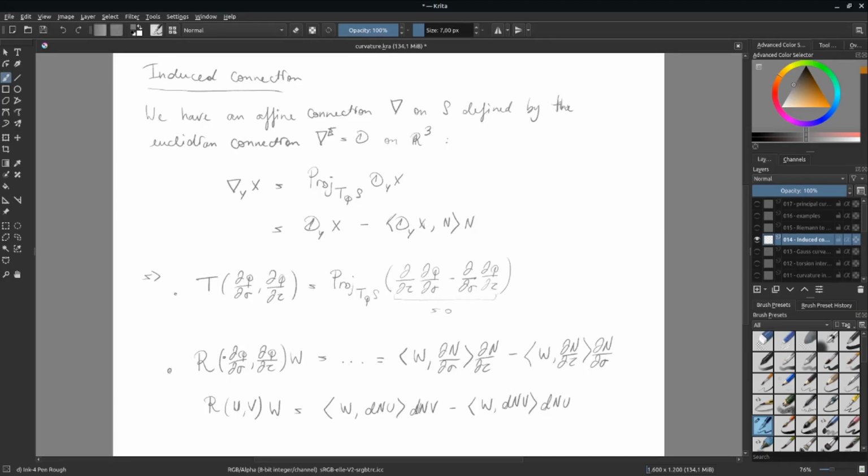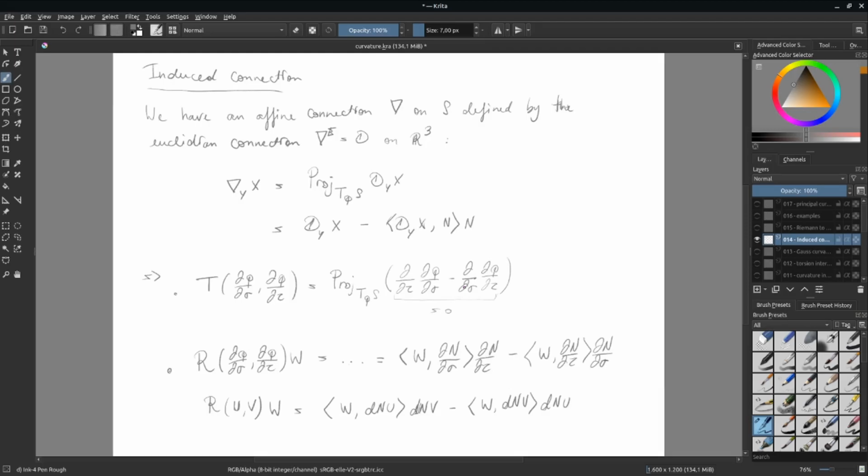Let's try and compute the torsion and curvature for this. So the torsion is actually very easy. It's the projection of this thing here, by definition of this D connection. It's the identity, so we're just taking the normal derivative. And because we assume that our surface is nice enough, we're taking the derivative with vector 2, and if it's nice enough, these commute. So this is equal to 0, and projecting 0 onto a tangent space still gives 0, so the torsion is 0, so there's no torsion.